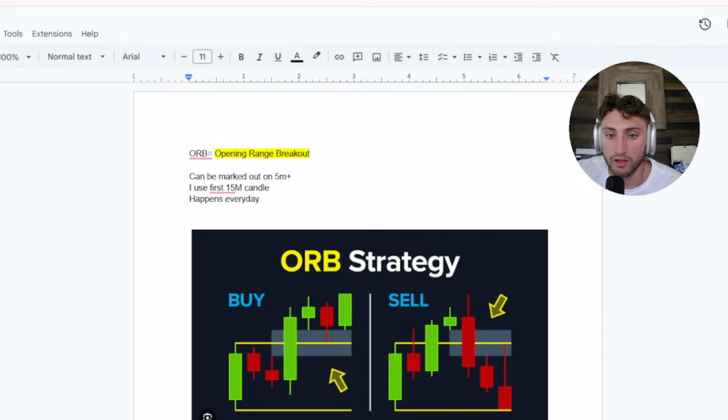So without further ado, let's get into the charts. So I want to start by explaining what is the ORB. So the ORB stands for opening range breakout. This can be marked on what I like to call the 5-minute time frame or above.